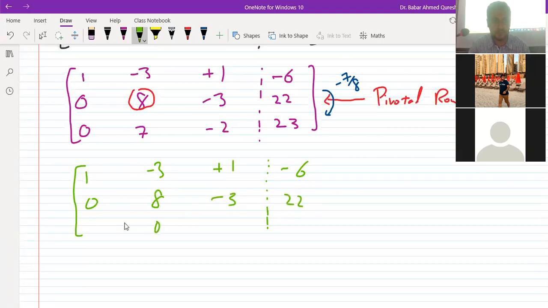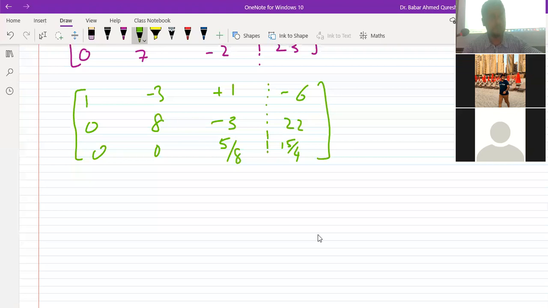Here you obviously get 0, and here you get 5/8, and here 15/4. So this is the same triangular system which you had gotten using equations. Now you got it using this clutter-free notation. I'm again saying this word because the moment you say matrix, you start thinking about what you learned in your high school. So this is just a notation, but we have a name for it. We call it a matrix. Any question?